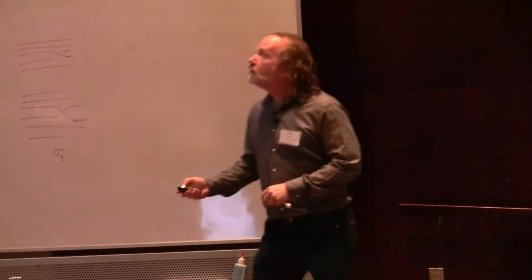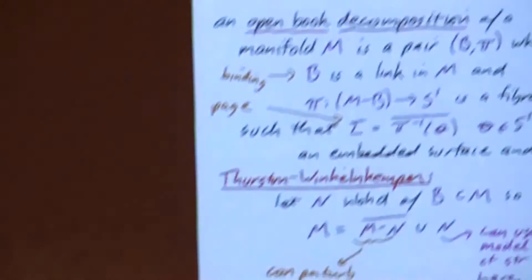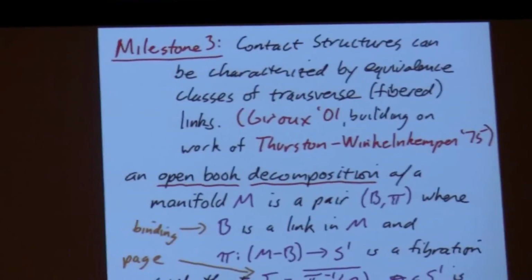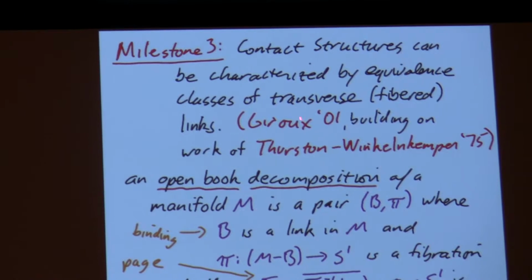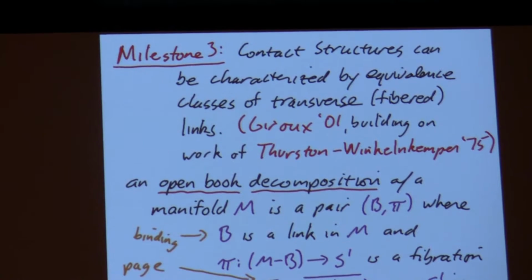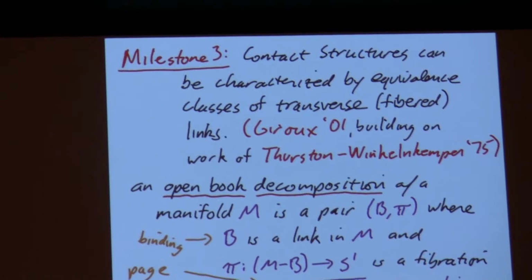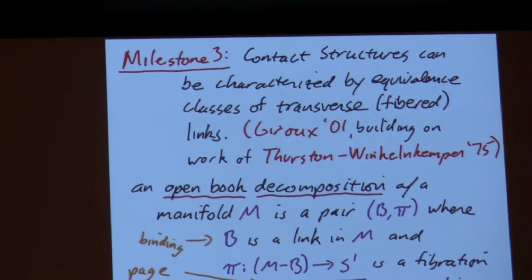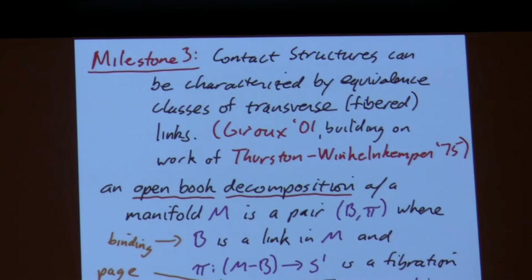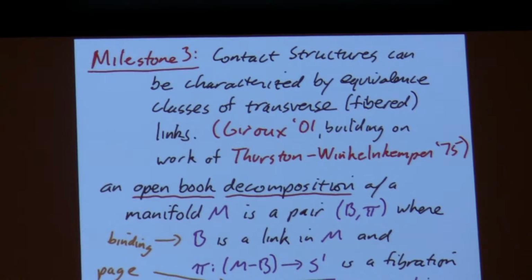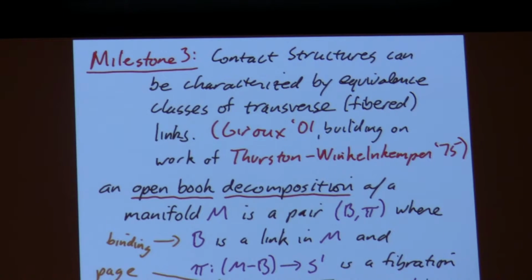OK, so good. Milestone 3. So we jump several years now. Contact structures can be characterized by equivalence classes of transverse fibered links. This is essentially Giroux. Actually, it's Giroux plus a little bit of work that Jeremy and I did a while ago, which I'll get to later. But let me start with the work of Giroux and Thurston and Winkelnkemper.